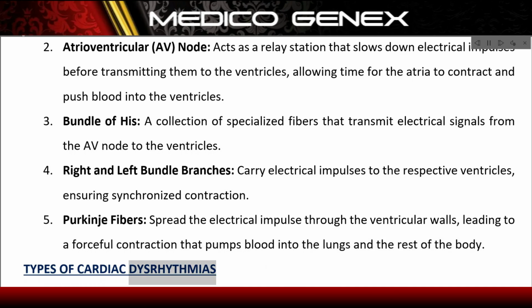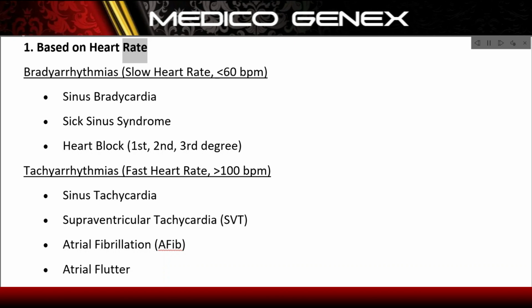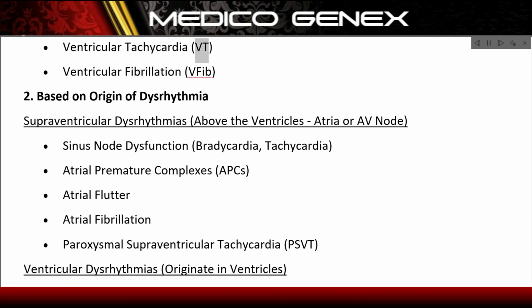Types of cardiac dysrhythmias. 1. Based on heart rate. Bradyarrhythmias, slow heart rate, less than 60 BPM. Sinus bradycardia. Sick sinus syndrome. Heart block, 1st, 2nd, 3rd degree. Tachyarrhythmias, fast heart rate, greater than 100 BPM. Sinus tachycardia. Supraventricular tachycardia, SVT. Atrial fibrillation, a-fib. Atrial flutter. Ventricular tachycardia, VT. Ventricular fibrillation, v-fib.